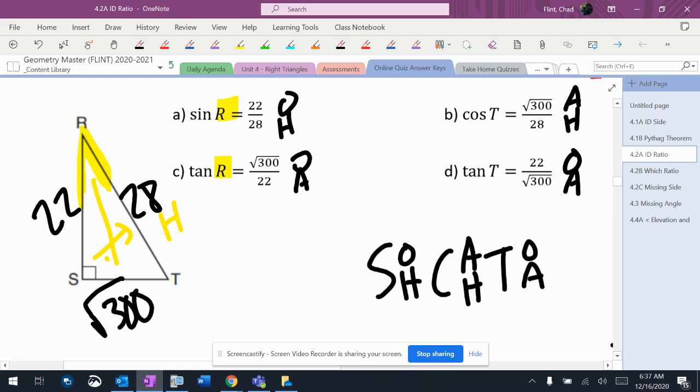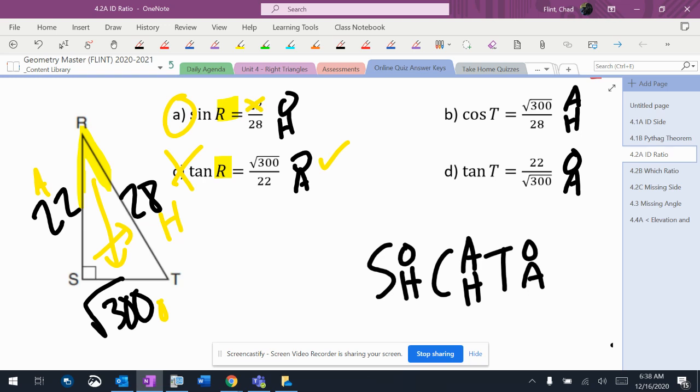So hypotenuse, opposite, adjacent. Let's see. Opposite's 22. That's wrong. Adjacent's 28 is right. Tangent of R. Opposite's 300. Adjacent's 22. So that one's true. And this answer is not true. So that one's out. The answer is almost definitely A.